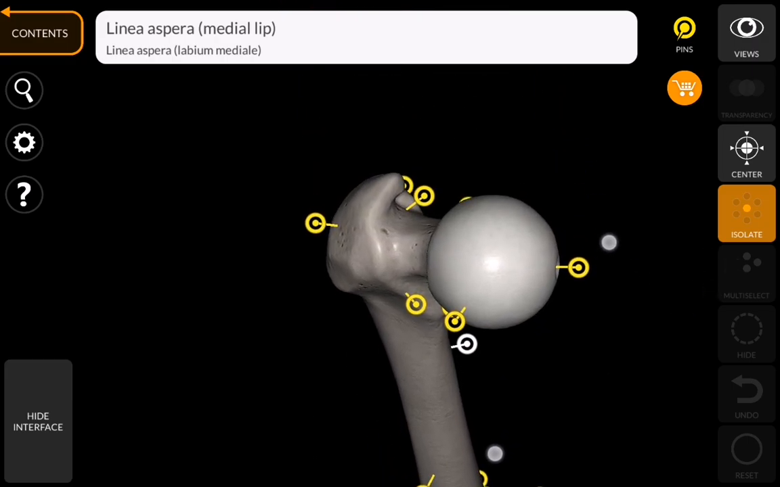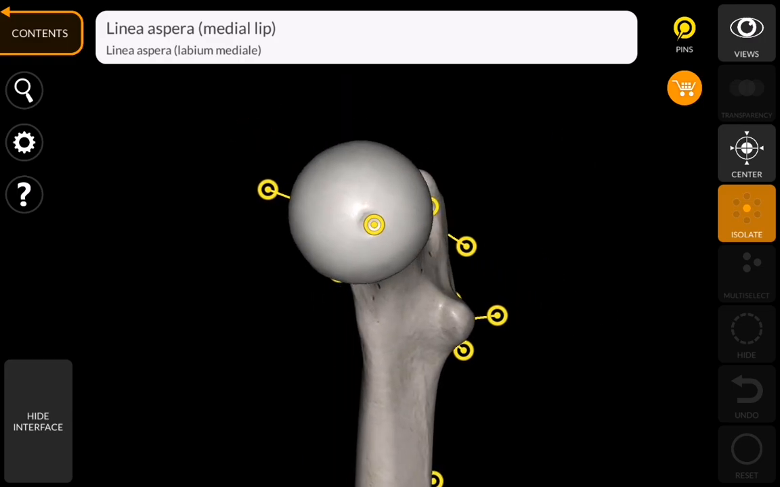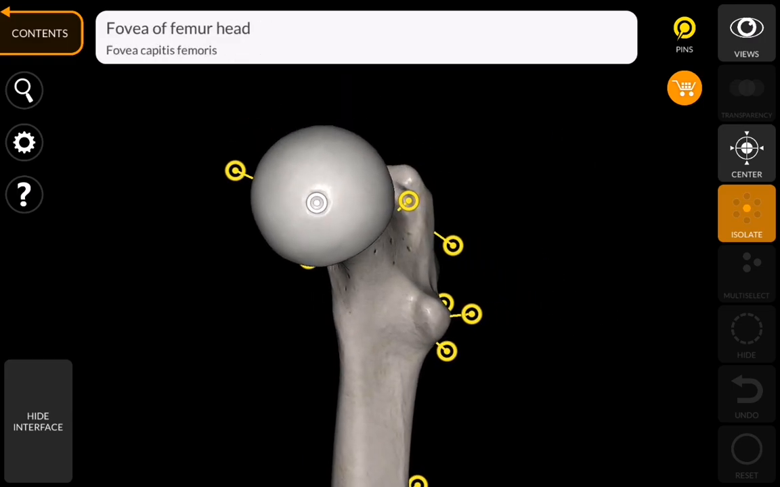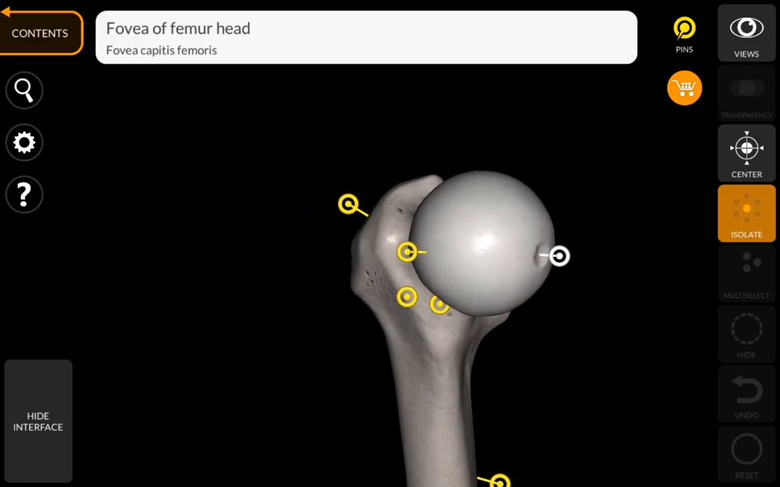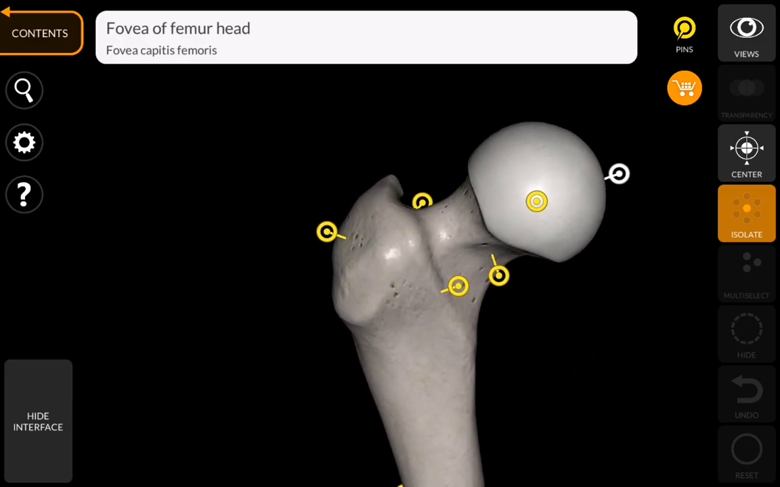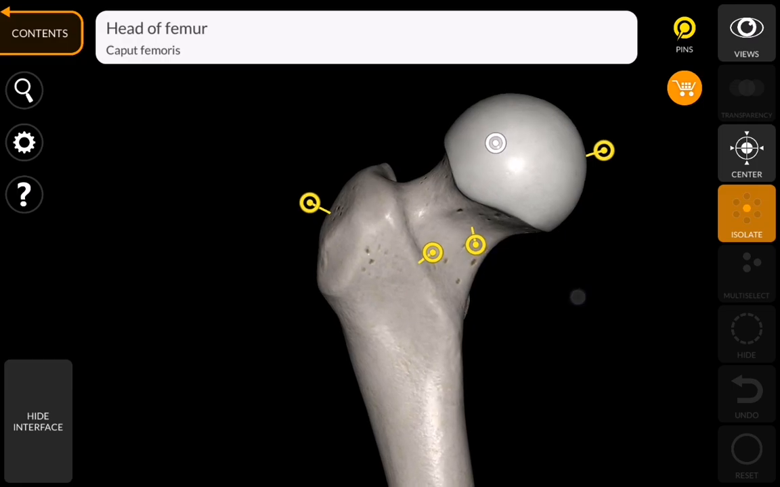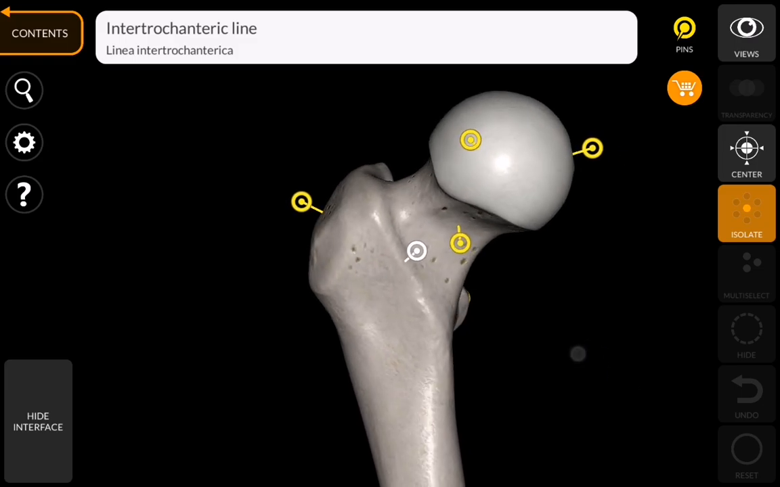Further up, it actually gets easier. If you look at this depression on the femur down here, this is the fovea of the femur. This is where a ligament called the ligament of the head of the femur will originate from and hold the femur bone to the acetabulum itself. Now here is the head of the femur, the neck of the femur. This is the intertrochanteric line. You can see that line right there.